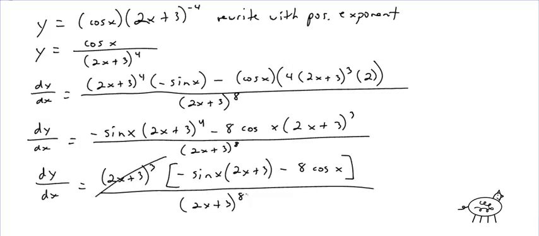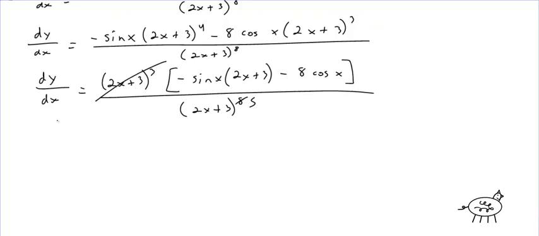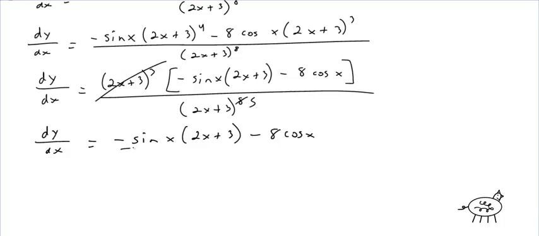And so that cancels. That goes to a 5. Let's keep going down here. We get dy dx then equals negative sine of x times (2x plus 3) minus 8 cosine of x, all over (2x plus 3) to the 5th power. Okay?